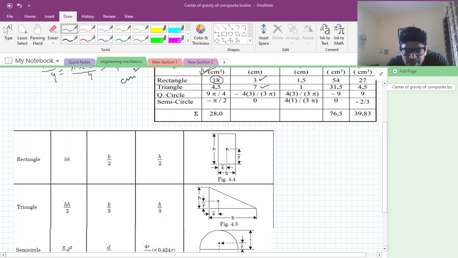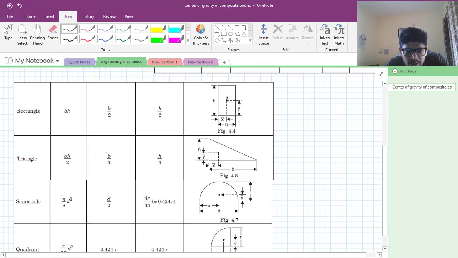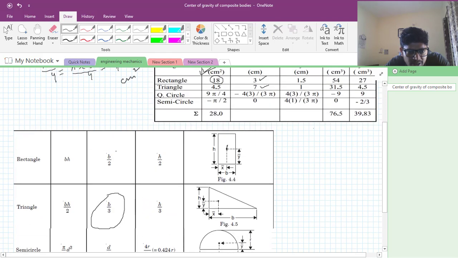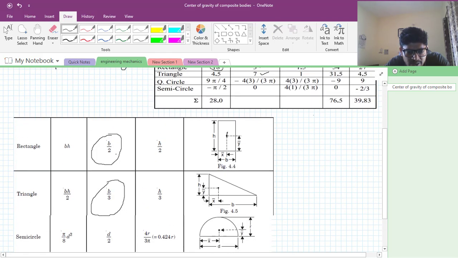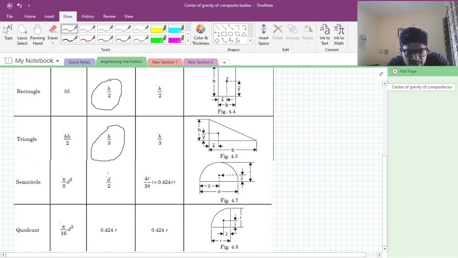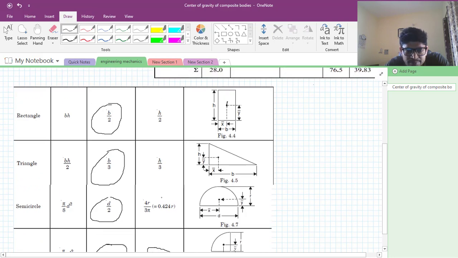You can see for rectangle the center of gravity is at the center, so it is b by 2. Okay, for triangle it is b by 3. You can see here b by 3 is the x value, and for rectangle b by 2 is the x value. Okay, for semicircle it is d by 2 x value, and for quadrant it is 0.424 radius into radius. Okay, this is the x value, and for y is 0.424 r, same. Okay, now see, for semicircle the y value is 4r by 3 pi.